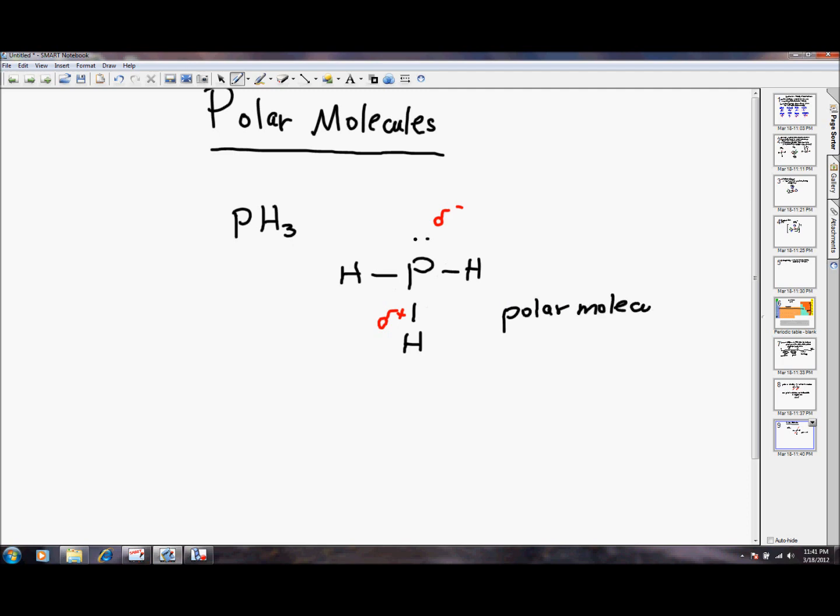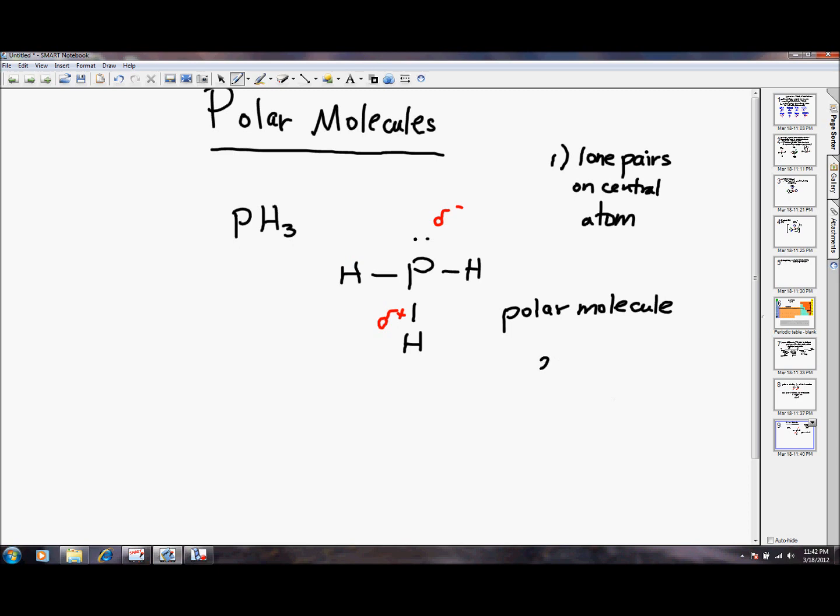Even though the bonds in the molecule are more nonpolar than they are polar, the presence of this lone pair, as we call this non-bonding pair of electrons, makes the whole molecule have a negative or positive end. So that's the first thing you need to look for. If you're looking at a molecule, you have to draw the Lewis dot structure. The first thing you ask yourself is, are there lone pairs on the central atom? That will make the molecule polar. Now, lone pairs out here on the non-central atoms will have nothing to do with whether the molecule is polar or not.